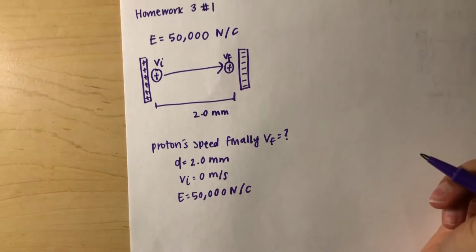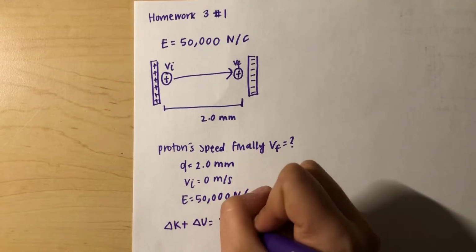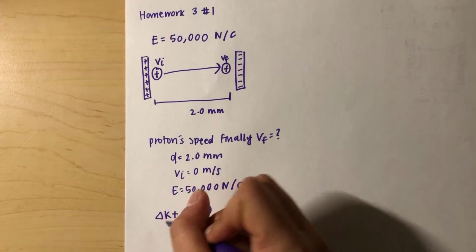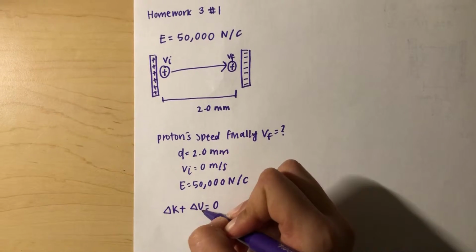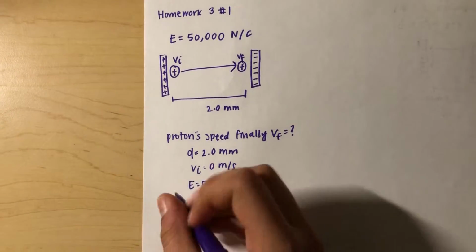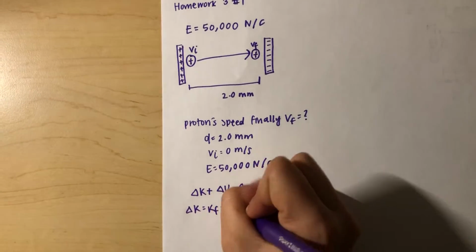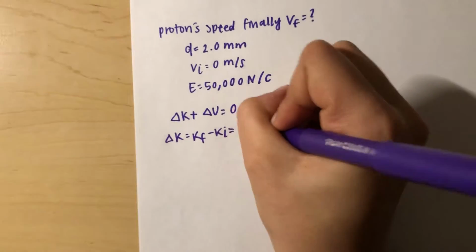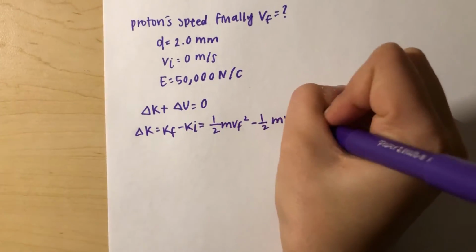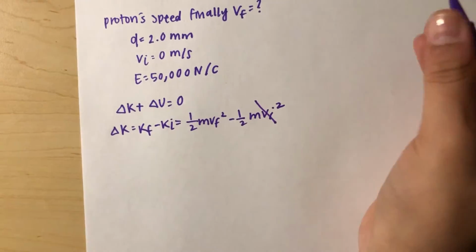And so now we can use the equation delta K plus delta U is equal to 0. Delta K is kinetic energy, delta U is potential energy, and we know that with the conservation of energy, both of them should add to 0. And we know that delta K is equal to K final minus K initial, which is also equal to 1/2 m v final squared minus 1/2 m v initial squared. And 1/2 m v initial squared is 0 because v initial is 0.